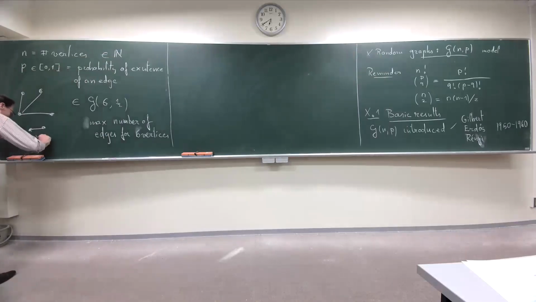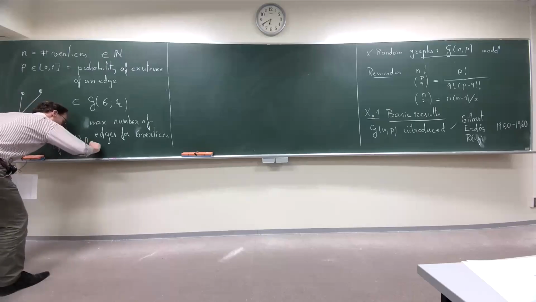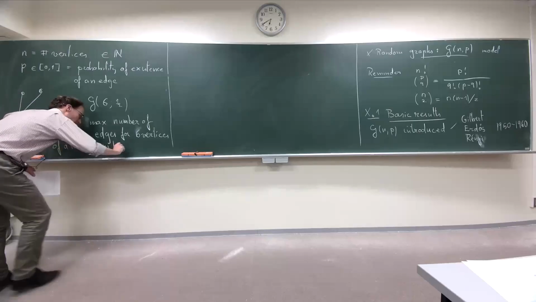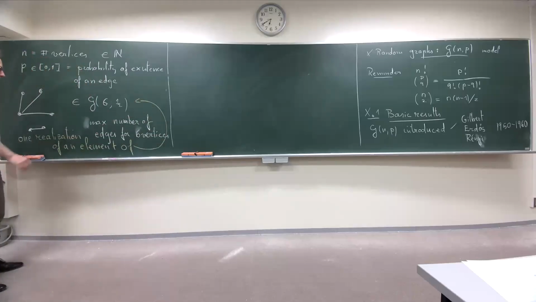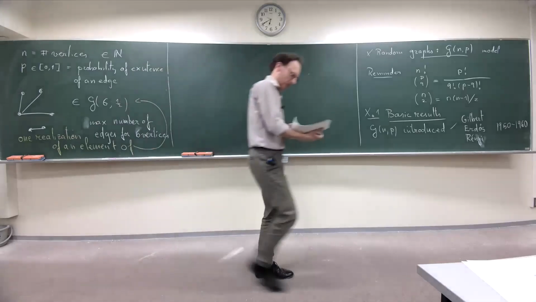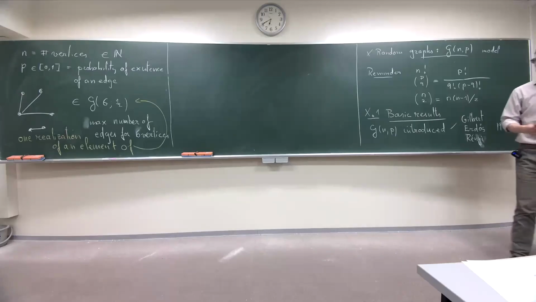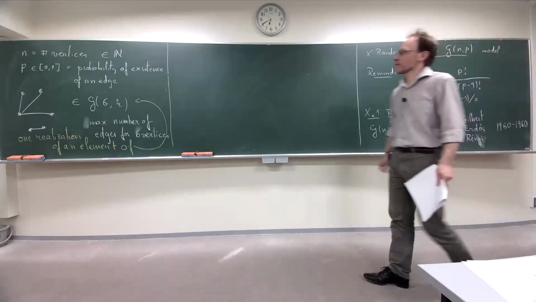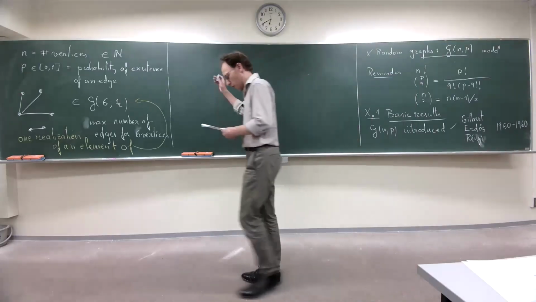of an element of this set G(6, 1/2). The good point with this model is that almost everything can be computed easily, or rather easily.